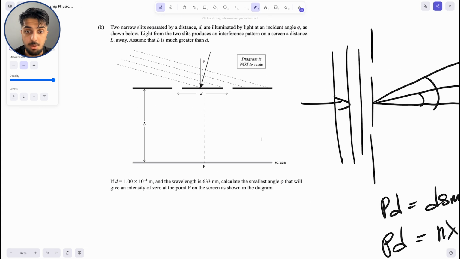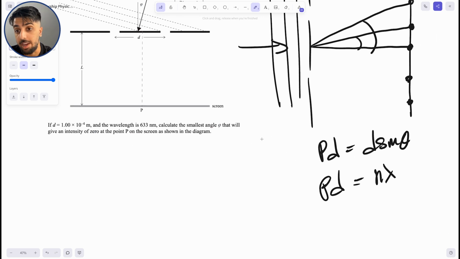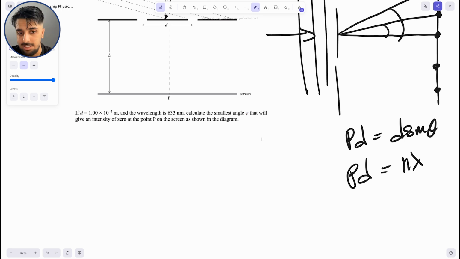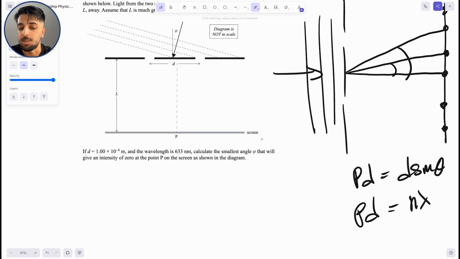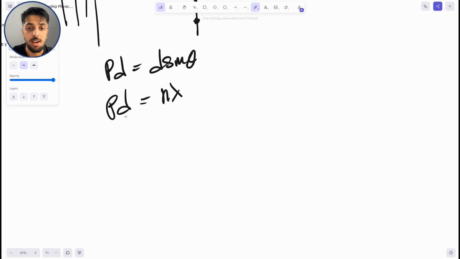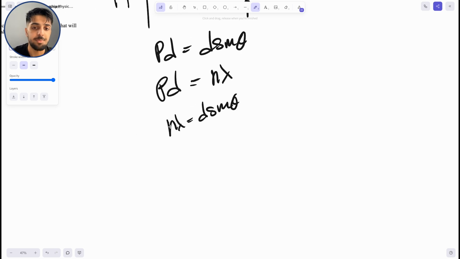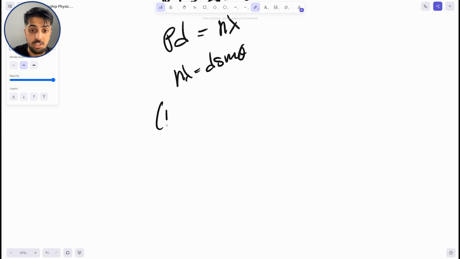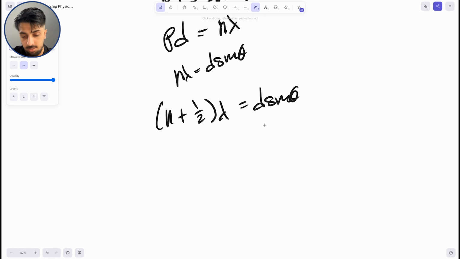So this scenario is pretty similar, except that our light is not coming perpendicular. However, our math doesn't change, and also we are not looking for a maxima, we're looking for a point of 0 intensity, which is another word for minima. So we still want to use this equation where n lambda is equal to d sine theta. However, we know that n is usually equal to a whole number for a maxima. So if we want a minima, we can change this equation to (n plus a half) lambda is equal to d sine theta, right? If we get n.5, then we get a minima, right?